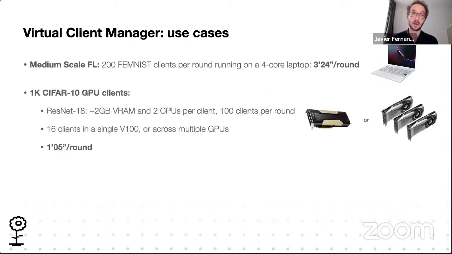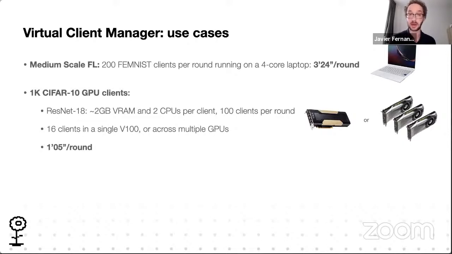What if we want to be a bit more ambitious and we want to have, for example, 1,000 partitions of a CIFAR-10 dataset, and we would like to use 100 GPU clients per round? How can I possibly achieve this without having a very large amount of GPUs? So for this use case, we are thinking of, okay, we have ResNet-18. If the partition of your dataset, because here we're talking about 1,000 partitions, that means we have 50 images per client. We're good to go with 2 gigabytes of VRAM and 2 CPU cores per client.